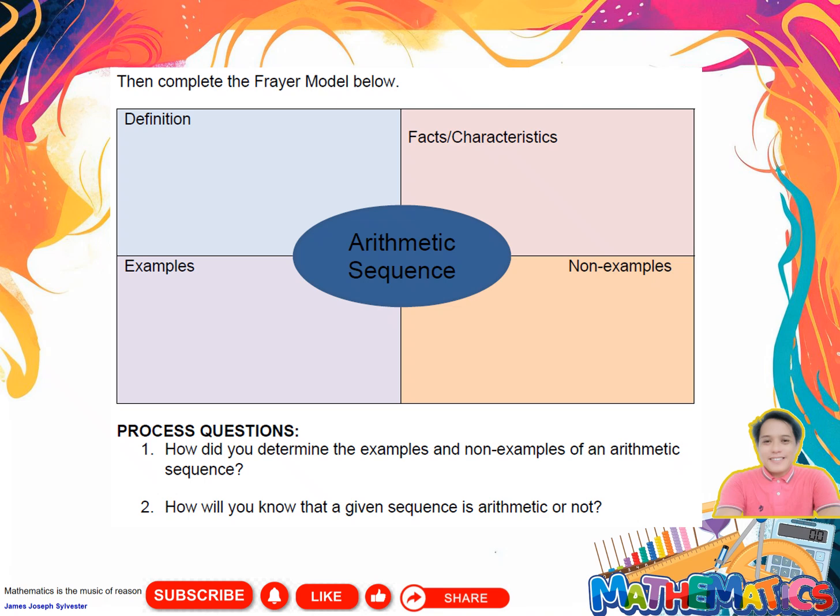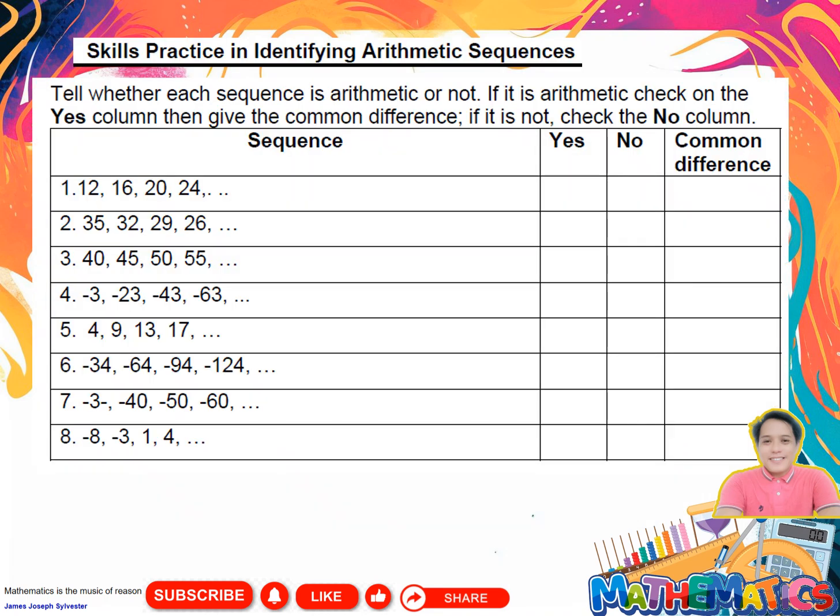How did you determine the examples and non-examples of an arithmetic sequence? How will you know that a given sequence is arithmetic or not? Then let us try to assess them. So we have the skills, practice, and identifying arithmetic sequence.